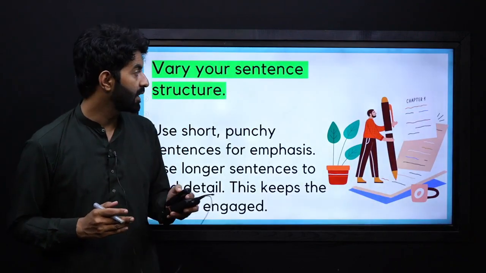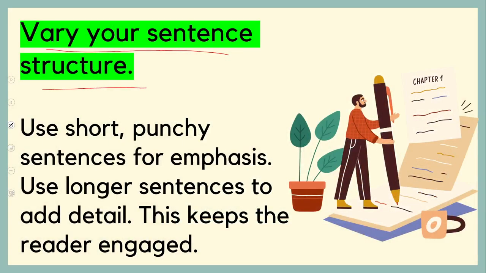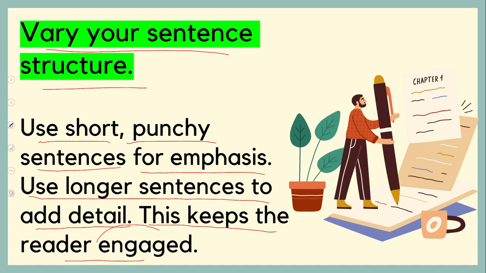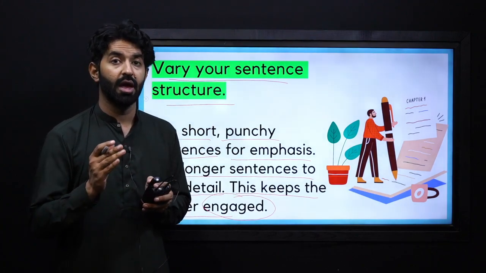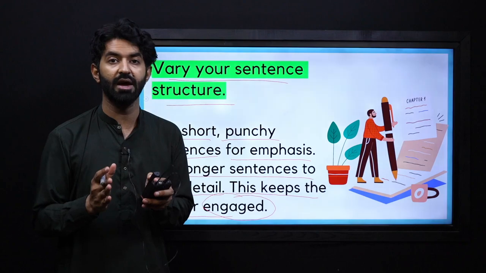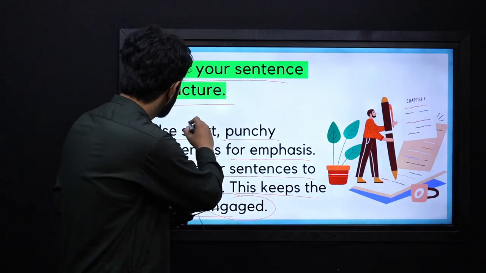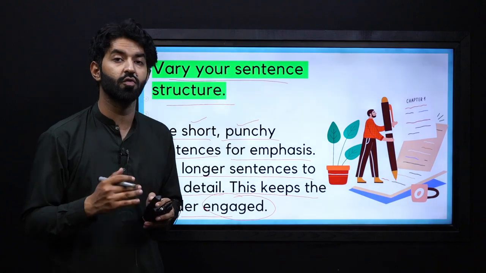Now, moving on, another technique is to vary your sentence structure. Use short, punchy sentences for emphasis. Use longer sentences to add detail. This keeps the reader engaged. So, you will be using both short structured sentences and long structured sentences in order for the reader to have interest in reading the writing. You will be using short, punchy sentences for emphasizing something, and longer sentences if you want to add details into it.